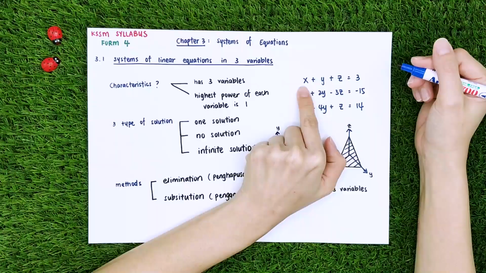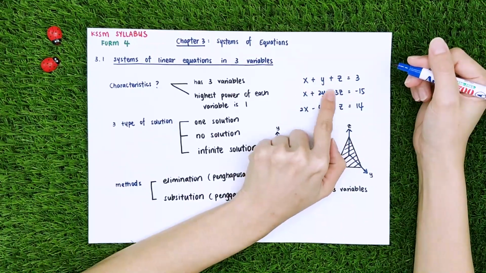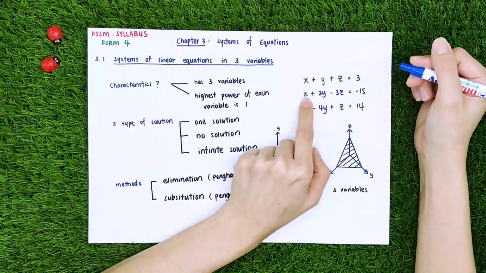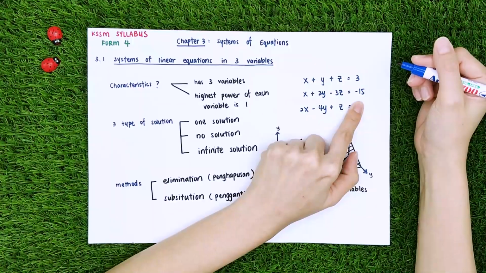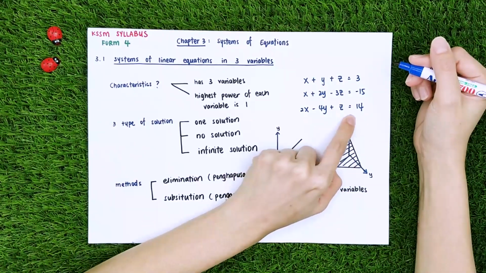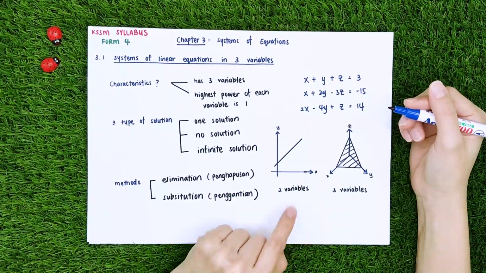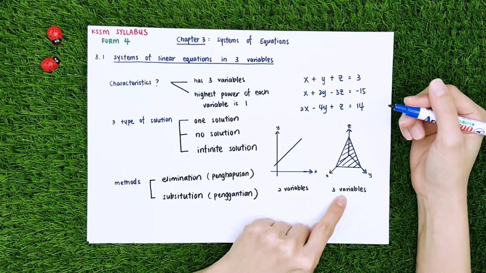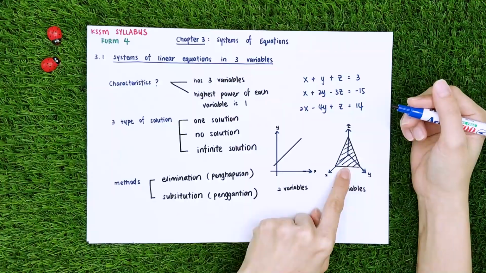You can see that there are 3 variables, which are x, y, and z. And their power is 1, okay? Not 2, not 3. Another example: x plus 2y minus 3z equals negative 15, and 2x minus 4y plus z equals 14. For your information, if it is 2 variables, it forms a line in a graph. When it comes to 3 variables, it becomes 3D and forms a plane in a dimensional space.